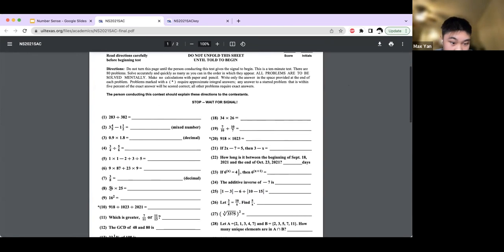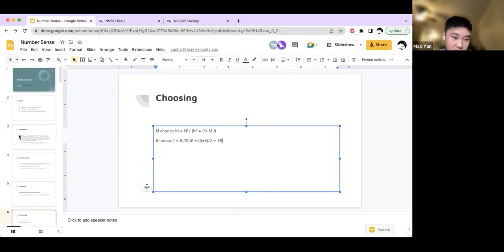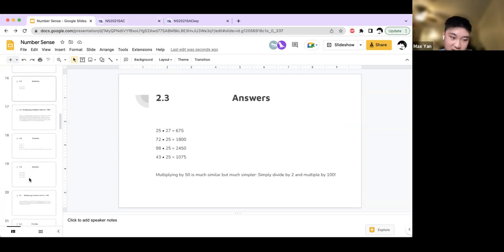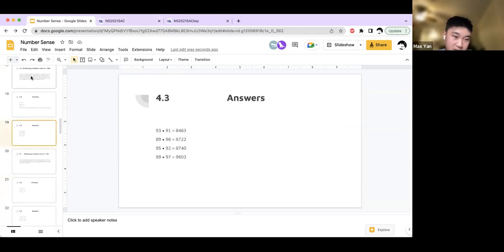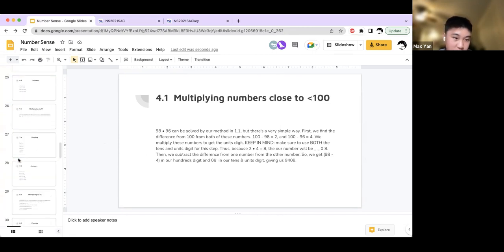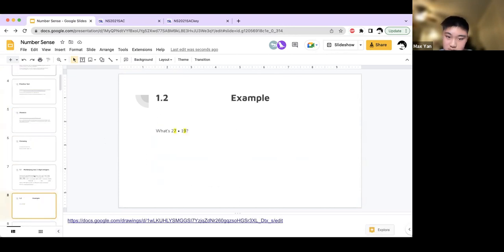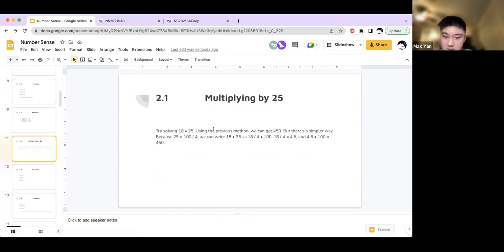Let's go to question 8. We have the trick for this one. 36 times 25. You divide 36 by 4 and you multiply by 100. Let me see if I can find it. Yep, you divide 36 by 4 and you multiply by 100.